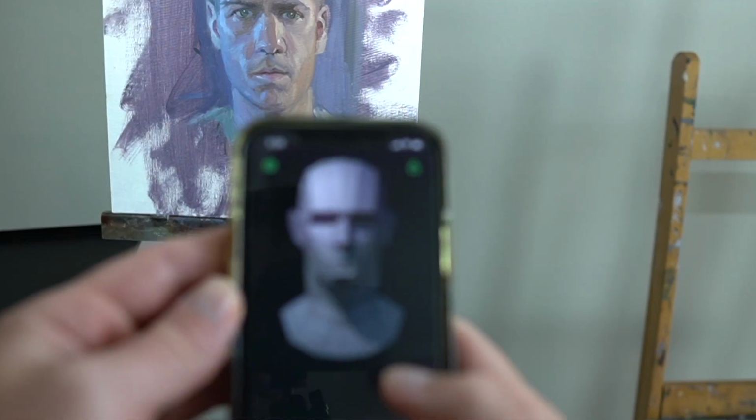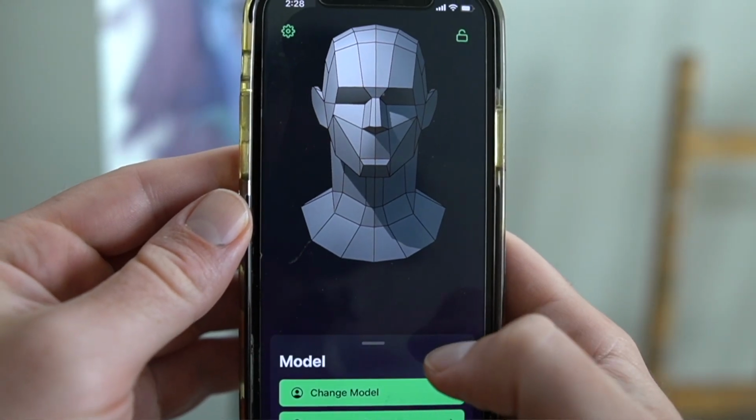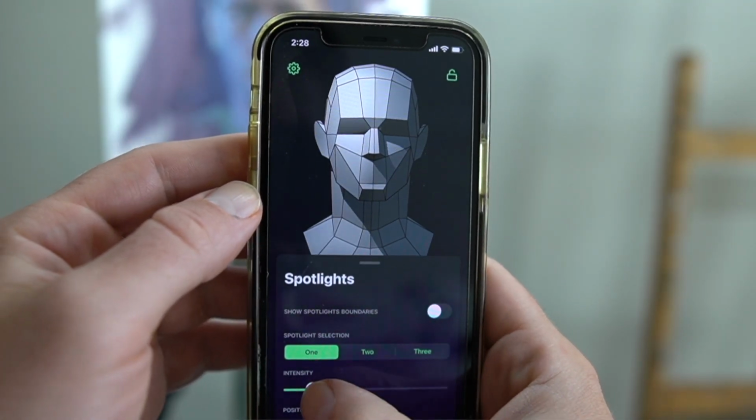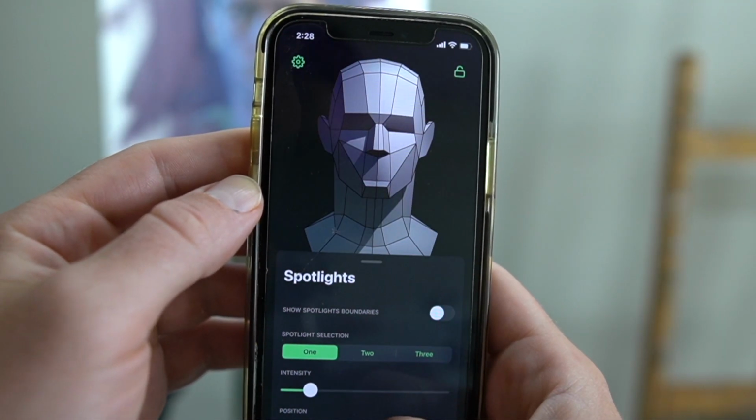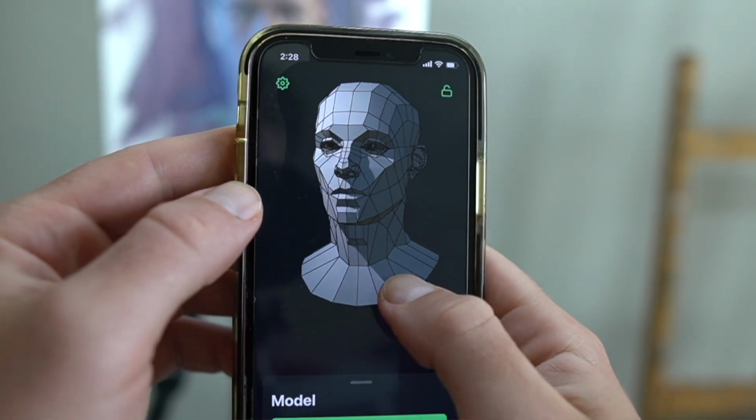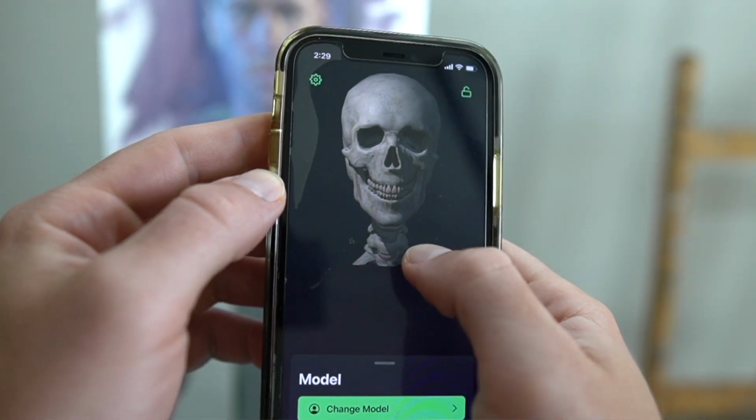I actually got this from an app called Head Model. I think it's free, but I just got the premium subscription. It's like $12 for an entire year. And I find it really helpful. You can move the head around. You can throw different multiple light sources on it. You can change the structure of the face.